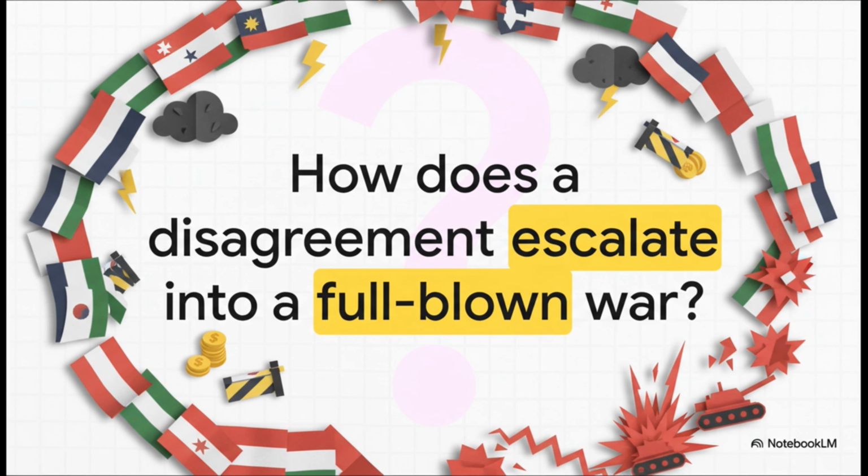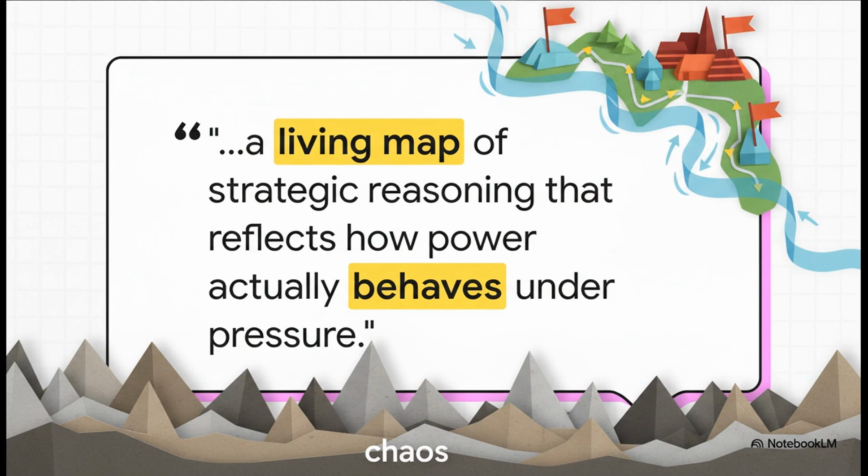But what if it's not random? What if there's actually a predictable pattern to all of this? Well, it turns out there might be. Beneath all that chaos, there's something our source material calls a living map of strategic reasoning. The idea is that the path from a simple disagreement to an all-out war is not just a series of accidents. It follows a pretty calculated, escalating logic.